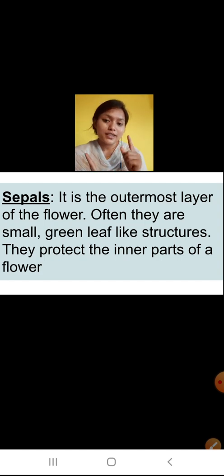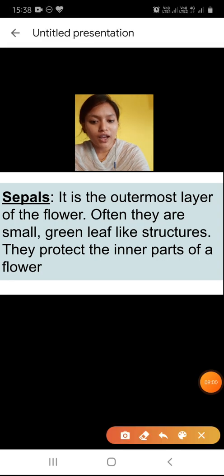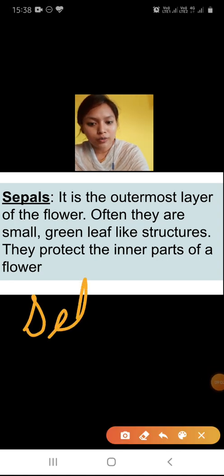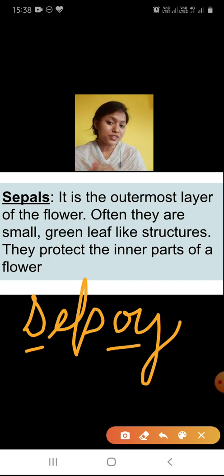As I told you, sepal, sepoy, they have the same work. They protect the flower. What's the work of a sepoy? Sipahi, we say in Hindi. What does the Sipahi do? They protect our country. Where do they stand? On the border. Similarly, who protects the flower? Sepals protect the flower, and they are outside the flower, on the border of the flower, okay?